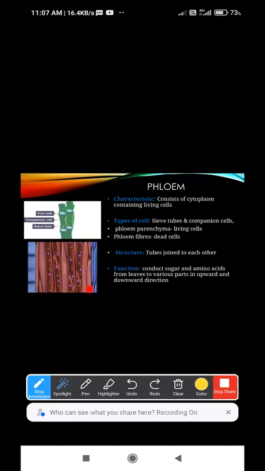Phloem also contains phloem parenchyma, which helps in storage of the nutrients and provides support to the tissue. And phloem fiber or phloem sclerenchyma, which provides rigidity to the tissue so that the nutrients can be transferred from one direction to the other direction.